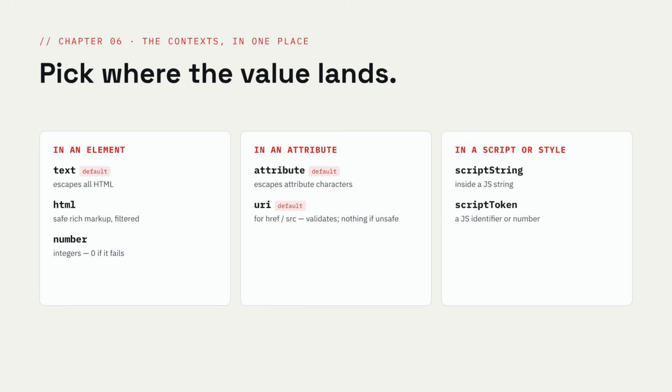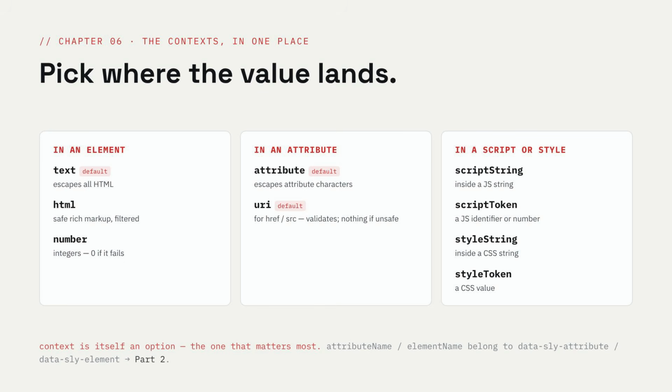Then we have values inside JavaScript and CSS. For JavaScript, we have script token and script string. Script token is for a JavaScript token, while script string is for a value inside a JavaScript string. For CSS, we have style token and style string. Style token is for a CSS value, while style string is for a value inside a CSS string. There are also two other contexts, attribute name and element name. We won't cover those here because they are used with data-sly-attribute and data-sly-element, which we'll cover in part 2.